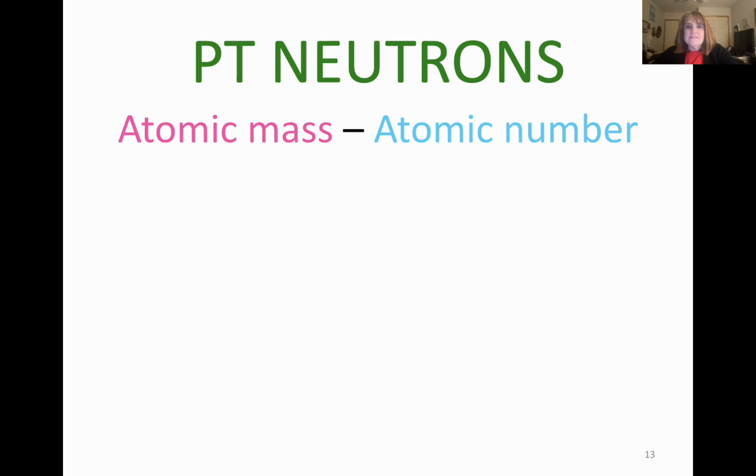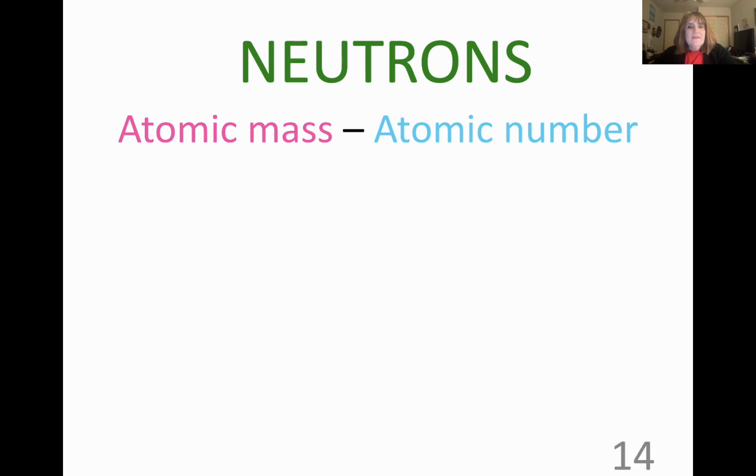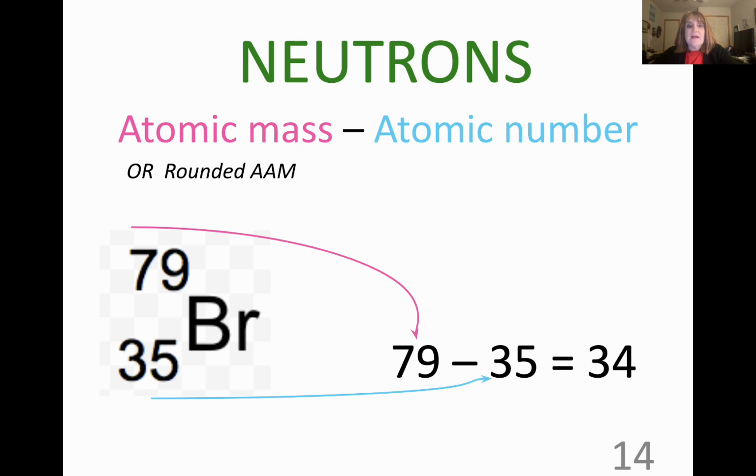The number of neutrons is the atomic mass minus the atomic number. Remember, to get the atomic mass, it is the rounded average atomic mass. So in periodic table notation, hydrogen has 0 neutrons because it is 1.01 rounded to the nearest whole number, minus 1 to be 0. The number of neutrons again in complete notation will be 34 for bromine because it will be the 79 minus 35, the atomic mass minus the atomic number.